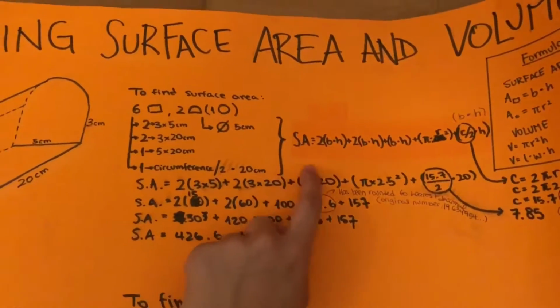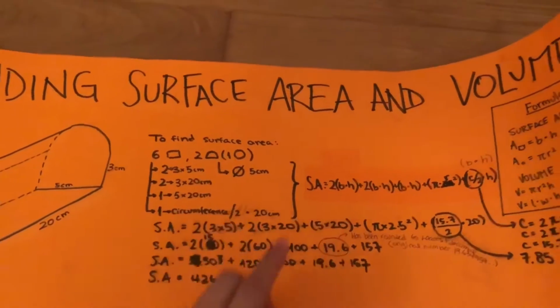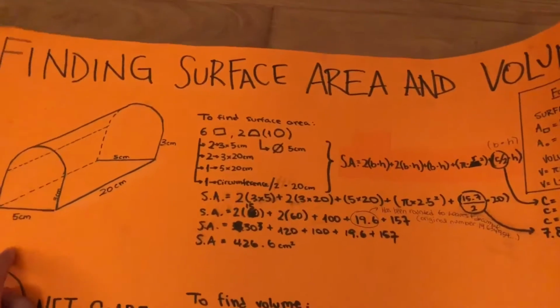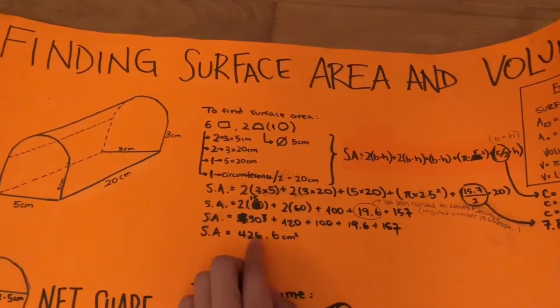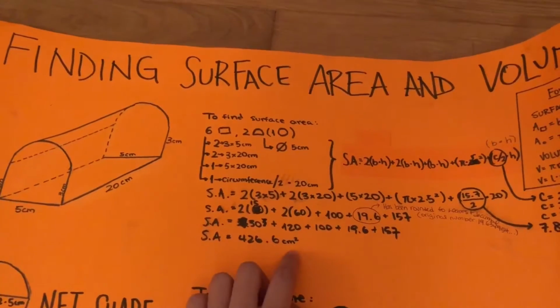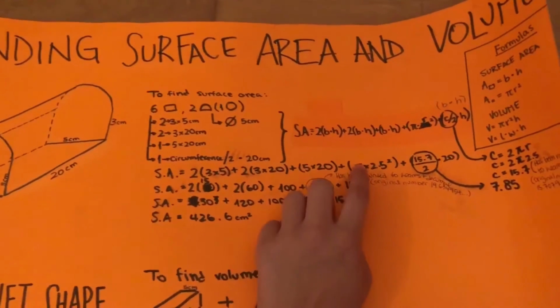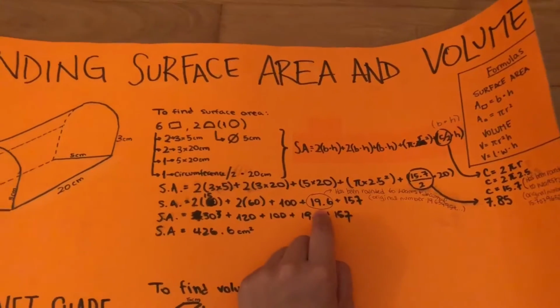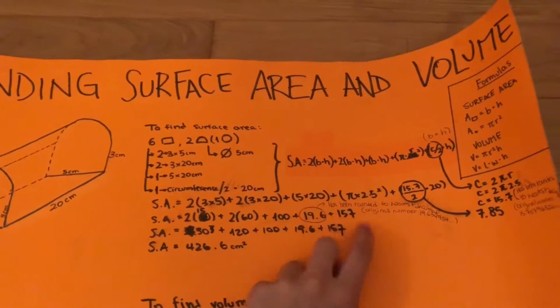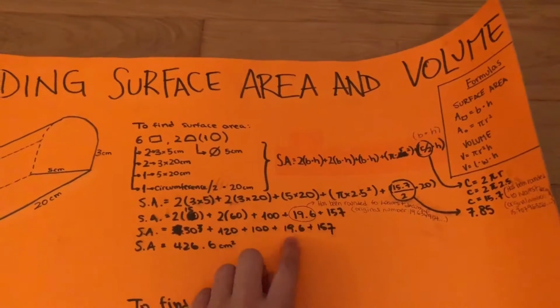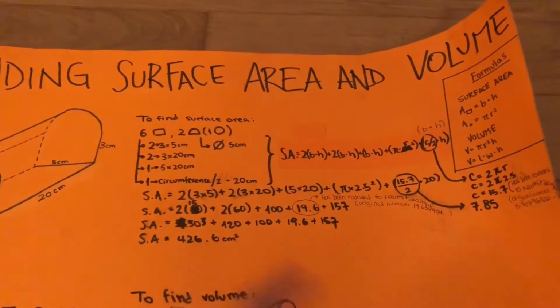After filling in the formula with all the right values, I worked out the math and I came to the conclusion that the surface area of this shape is 426.6 centimeters squared. Please note that this number has been rounded to the nearest tenth, since our multiplication with pi here yielded a very long decimal. That was very complex, which is why I simplified it to 19.6, and that translated here.